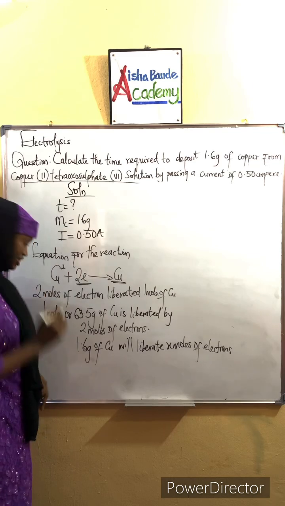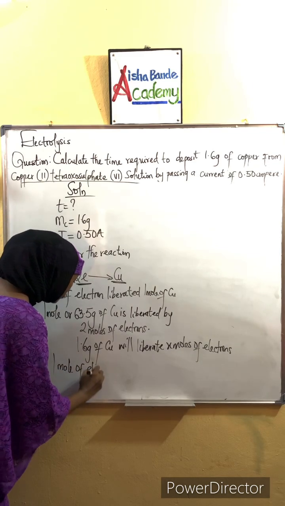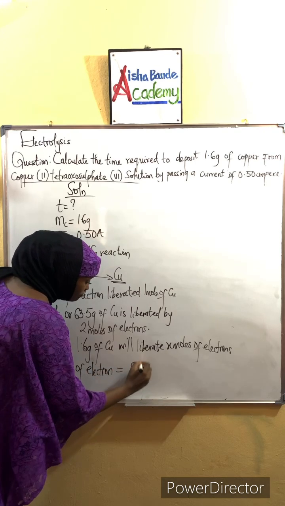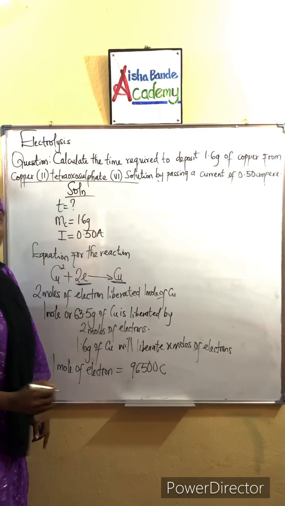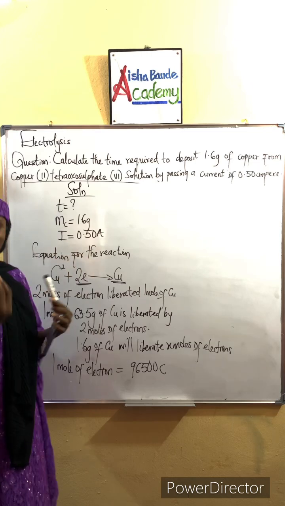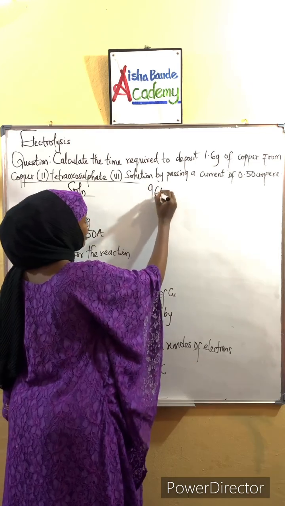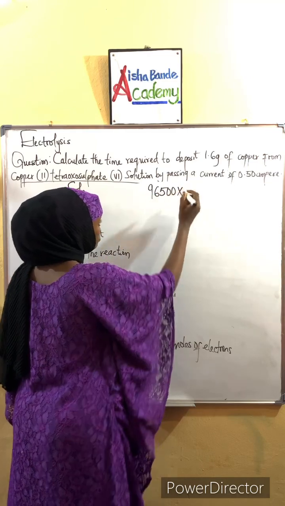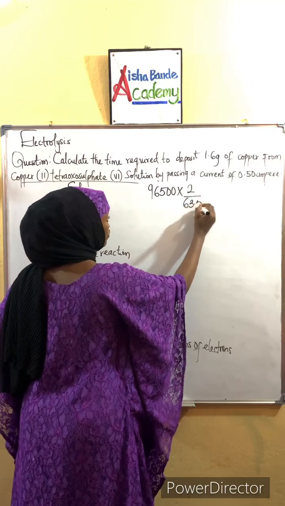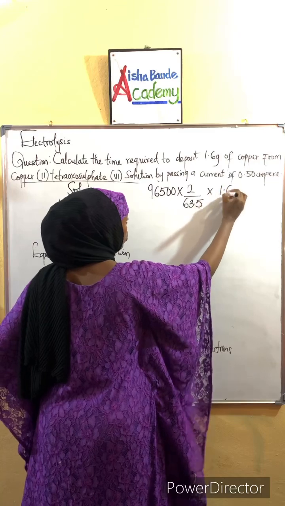But remember, as I mentioned in my previous video, that 1 mole of electrons is equal to 96500 coulombs. So from here we can start solving mathematically and get our final answer. So this becomes 96500 coulombs times 2 over 63.5, times the mass here, which is 1.6.